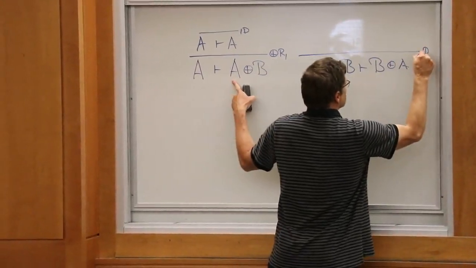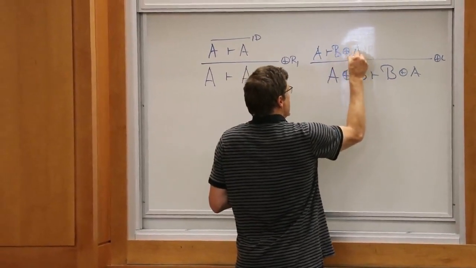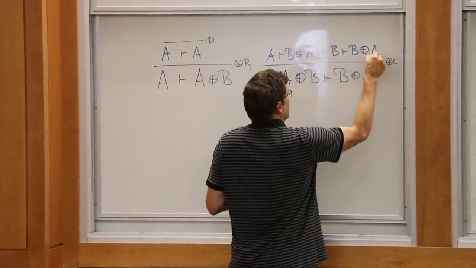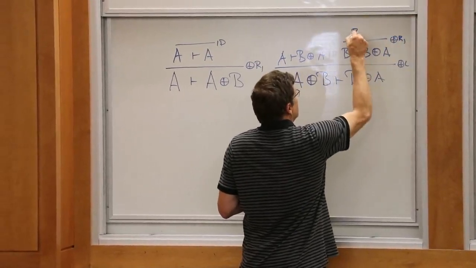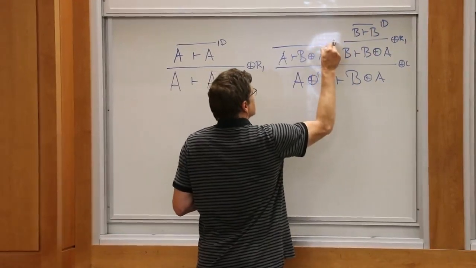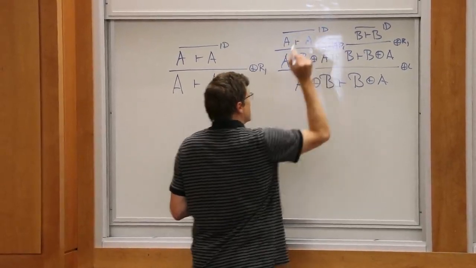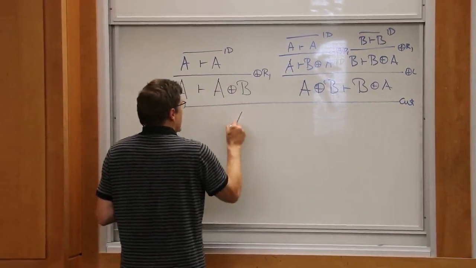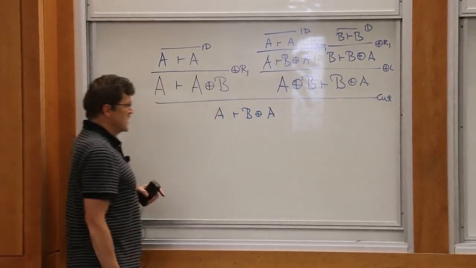Well, I use the plus left to prove A proves B plus A, and also B proves B plus A. And here you use the plus right 1, B proves B, which is identity. And here I use plus right 2, A proves A, which is identity. And then I use cut to show that A proves B plus A. Okay, so cut might be useful.